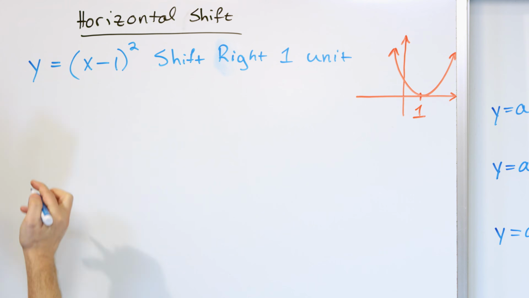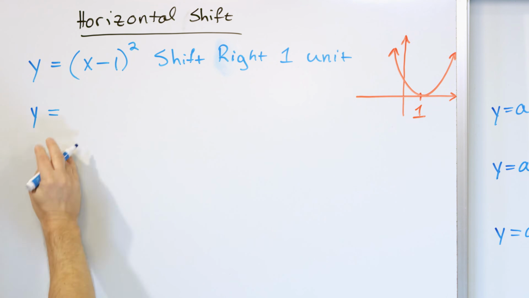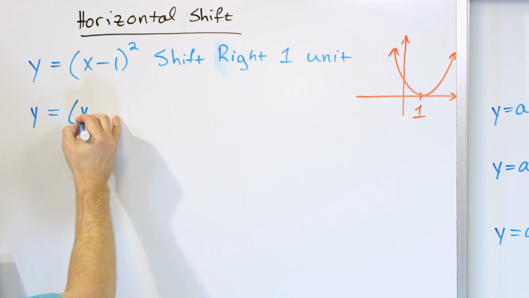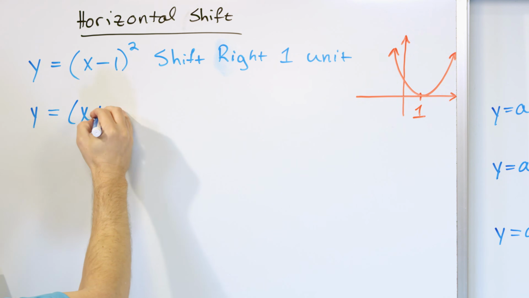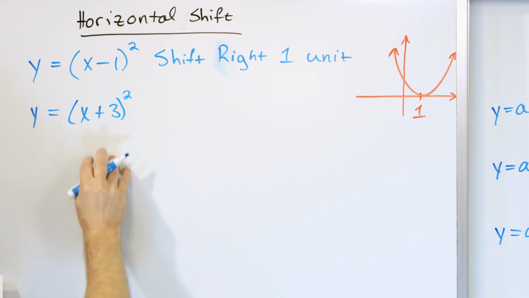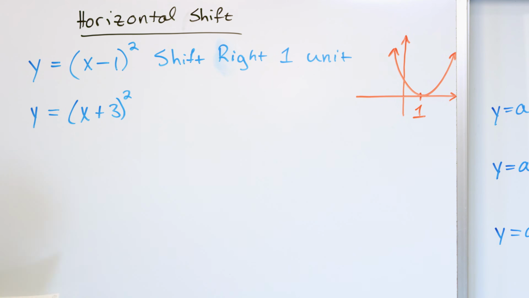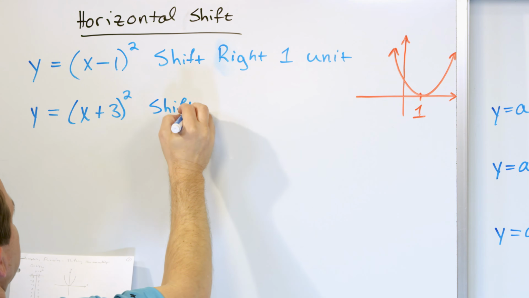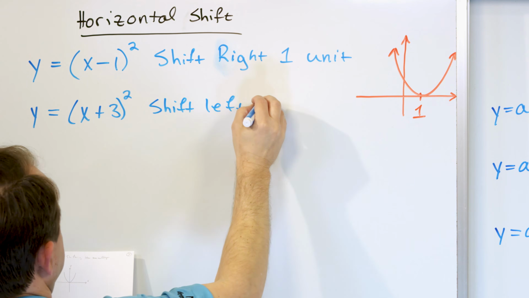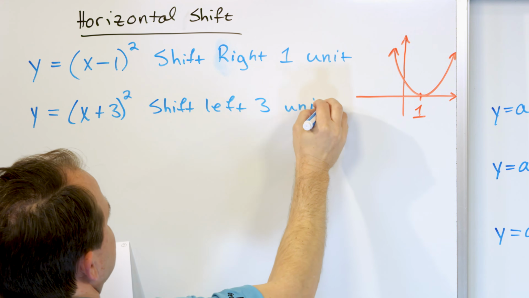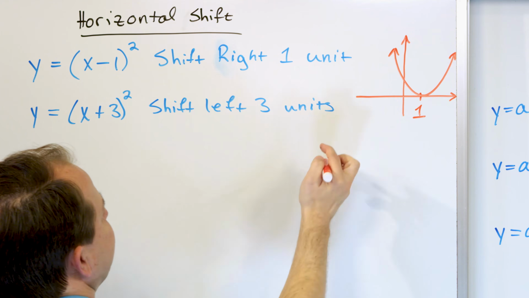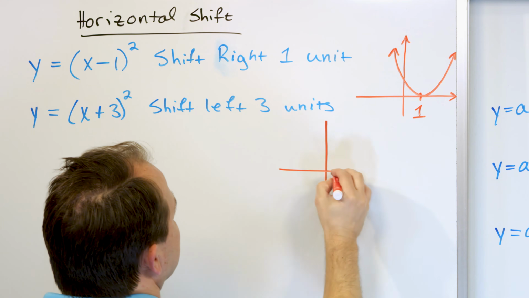What do you think would happen if we wanted to shift 3 units to the right, or I'm sorry, 3 units to the left? It would be x plus, instead of minus. Okay, notice it's still squared. That allows you to have a parabola shape. This is a shift left 3 units. Now, what do you think that looks like? A shift left of 3 units looks like this.